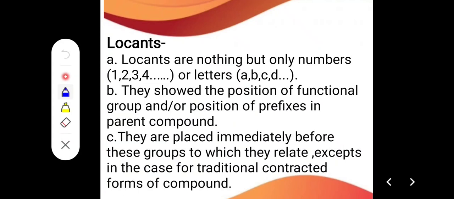Locants are nothing but the numbering of the system. That is, there should be 1, 2, 3, 4, maybe A, B, C, D, maybe alpha, beta, gamma. They show only the position of functional groups and the position of prefixes that should be present in the parent compound. They are placed immediately before the groups to which they are related, except in the case of traditional contracted forms of compound.